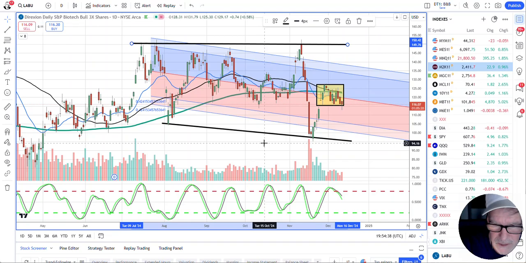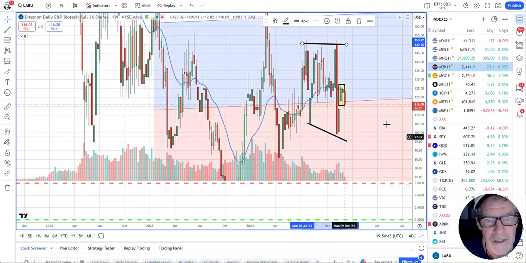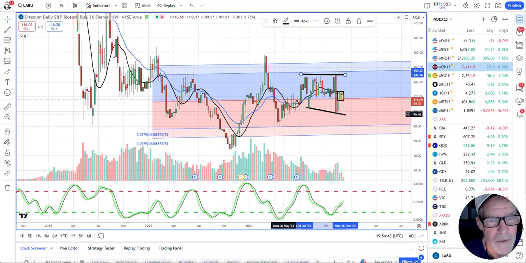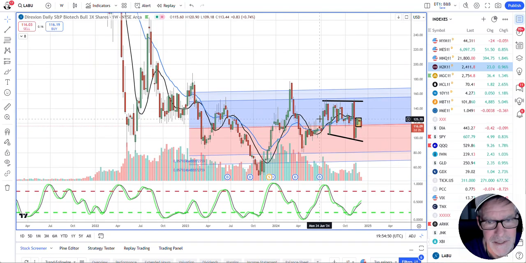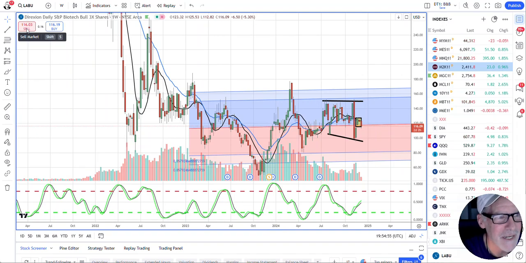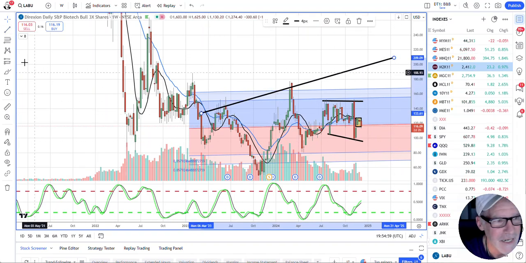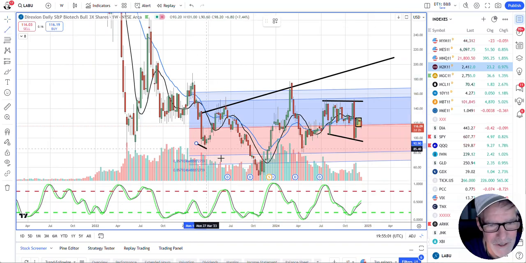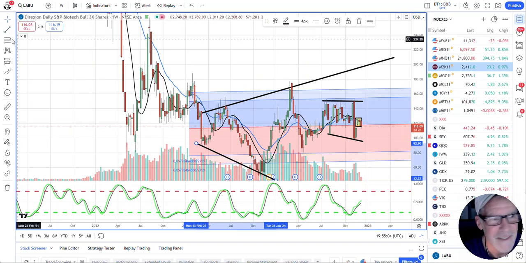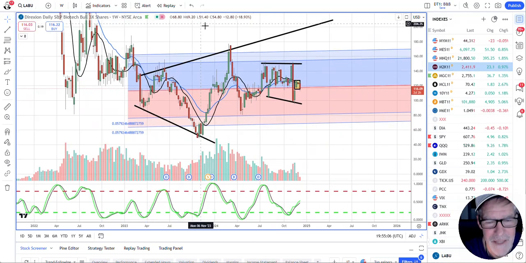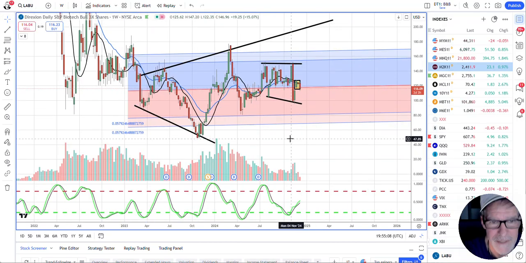Now, you do tend to see these expanding ranges either at the top of uptrends or at the bottom of downtrends. And if we look at the weekly chart of LABU, you're going to see that this is the bottom. It is the bottom of a downtrend. And even on a weekly chart, we've got an expanding range that is really, really expanding. And even then, we're somewhere in the middle of that range. Maybe.